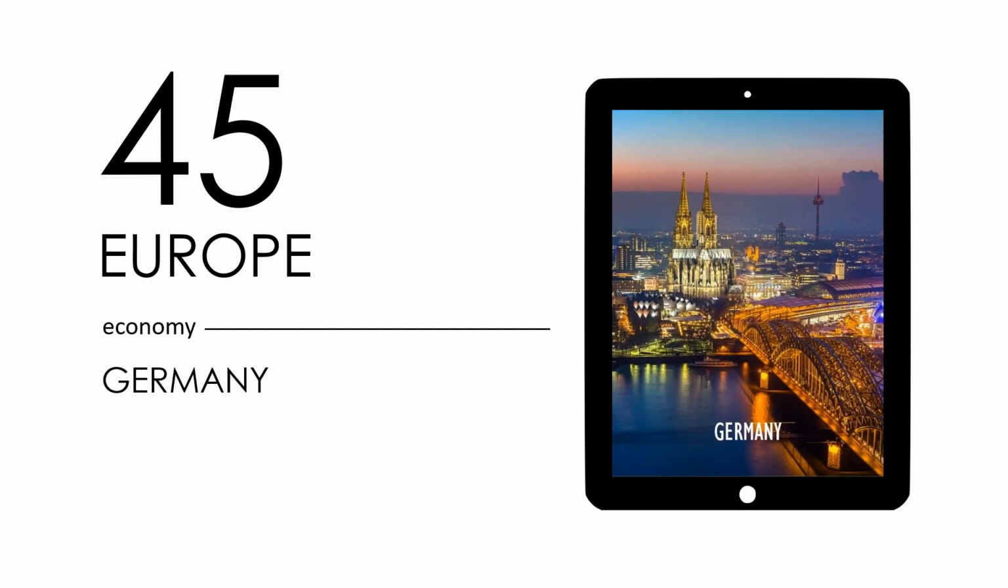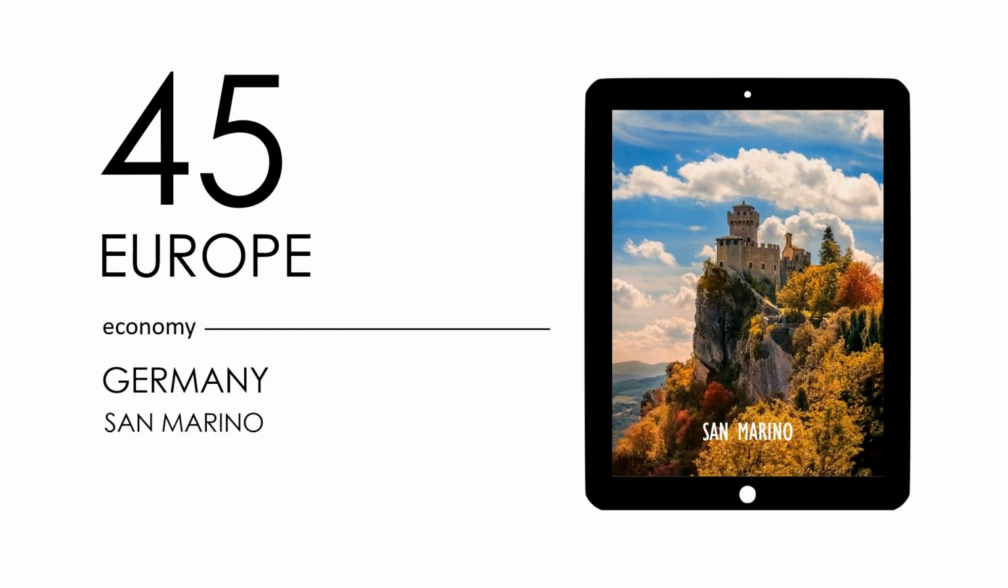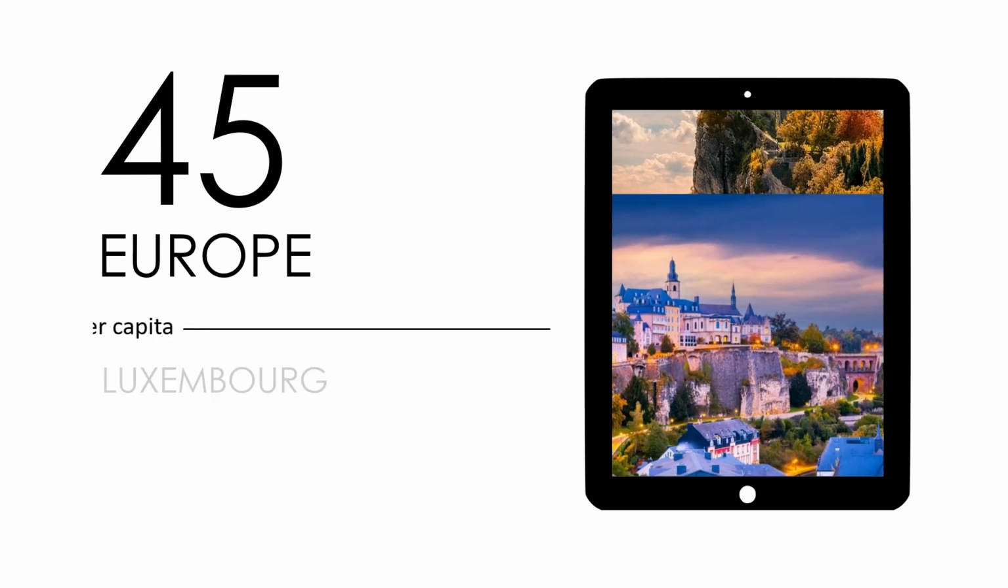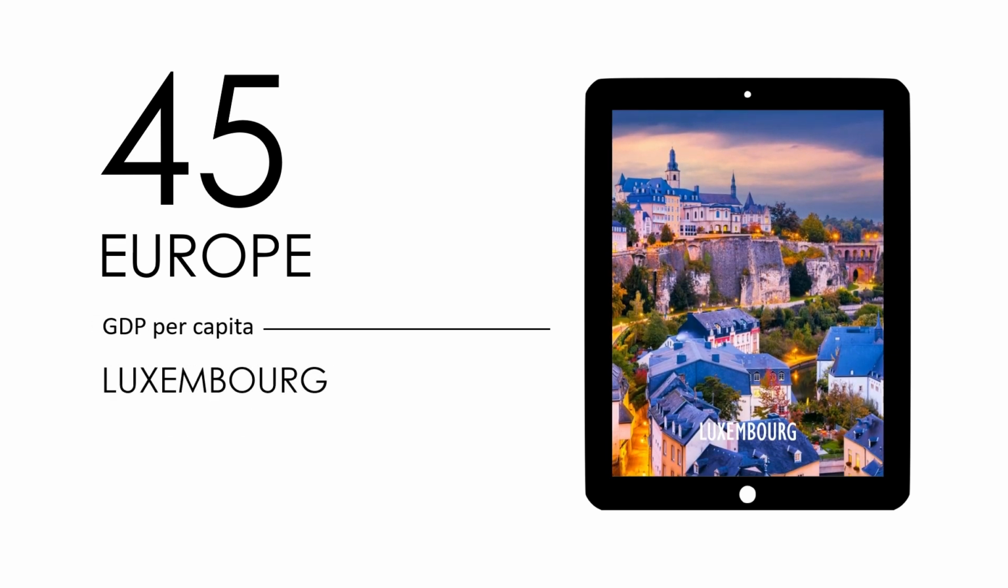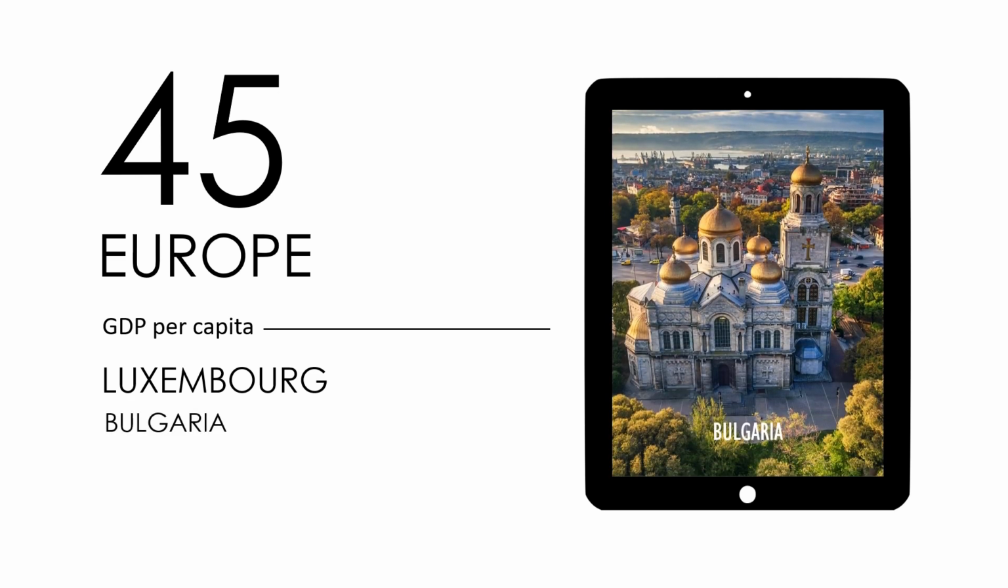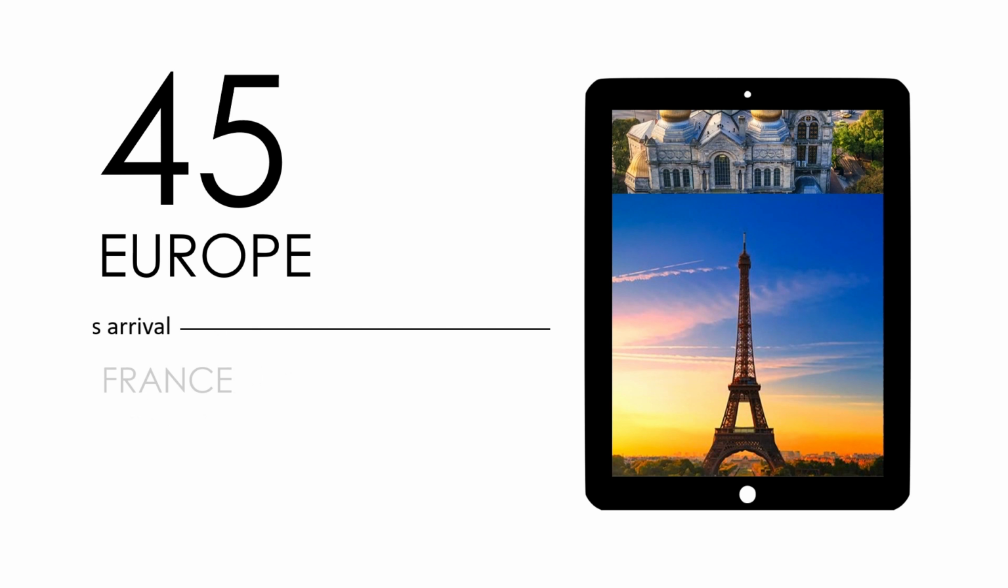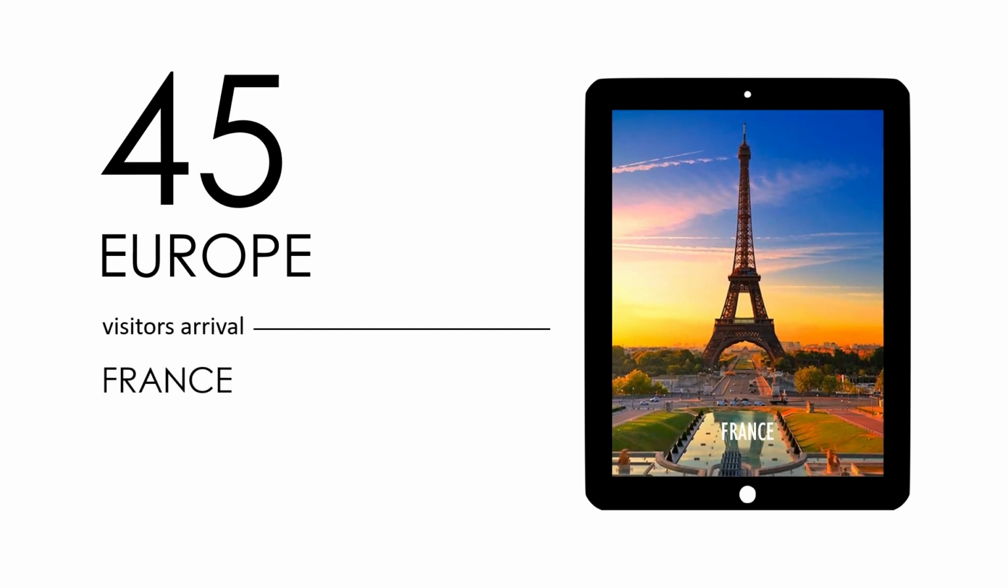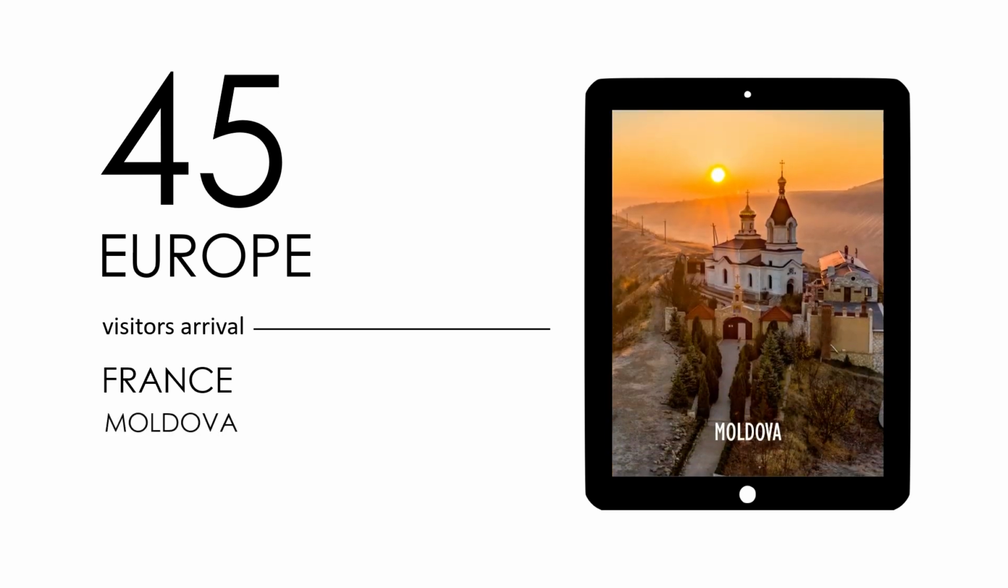Germany is the largest economy in Europe, and San Marino is the smallest economy in the region. The country with the highest GDP per capita is Luxembourg, and Bulgaria has the lowest, according to Eurostat statistics. France is the most popular tourist destination with the highest number of visitor arrivals in Europe, while Moldova is the least visited.